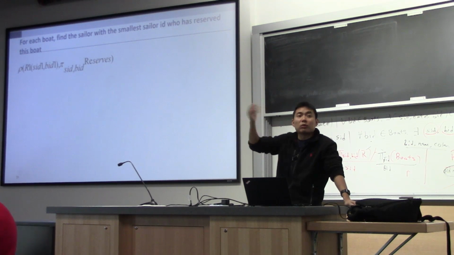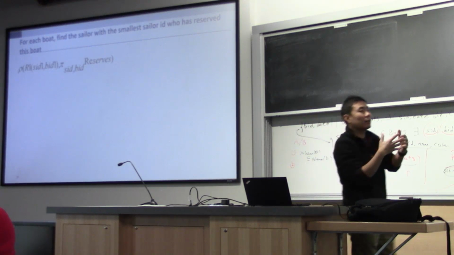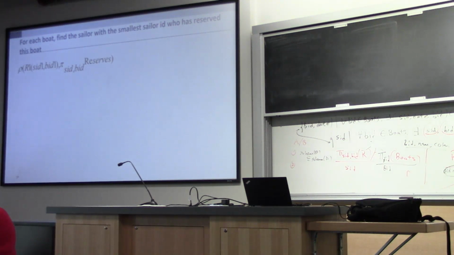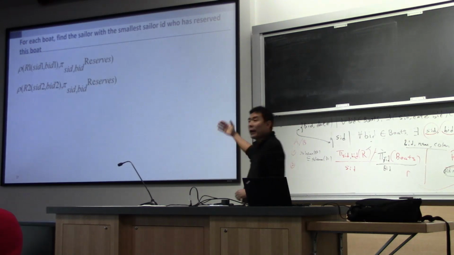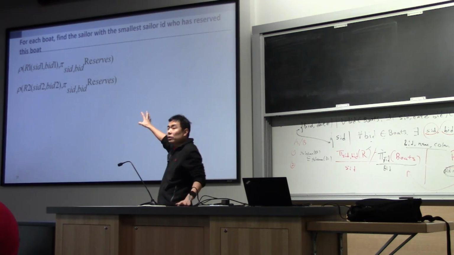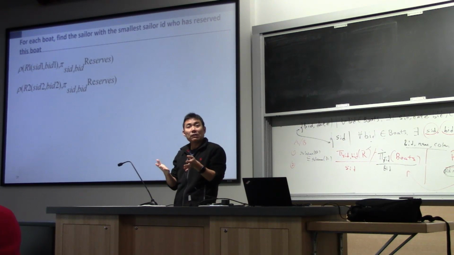Because you only asked me who reserved that boat with the smallest CID. You didn't ask me the smallest CID who reserved that boat on a particular date. So date is irrelevant to me, so I put away the date. And I take the same construct, I make another copy of that instance. So what I'm doing so far is nothing but producing 2 copies of the same instance. That's what I'm doing so far. All of you follow this?